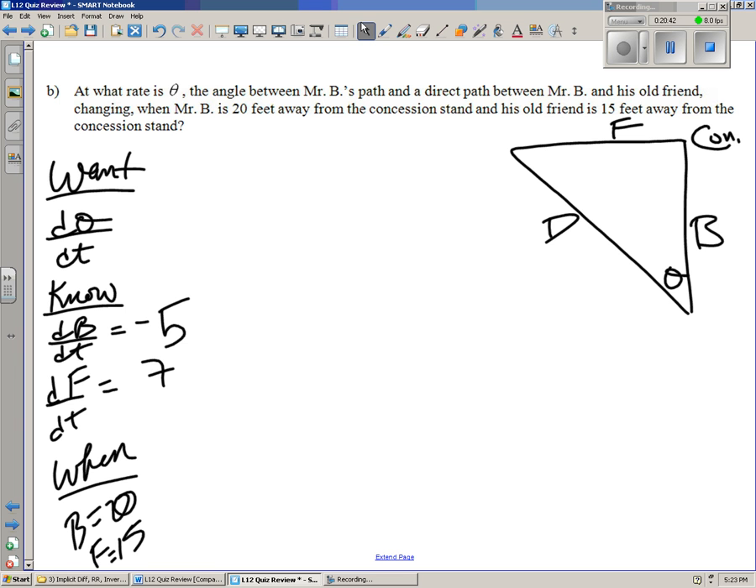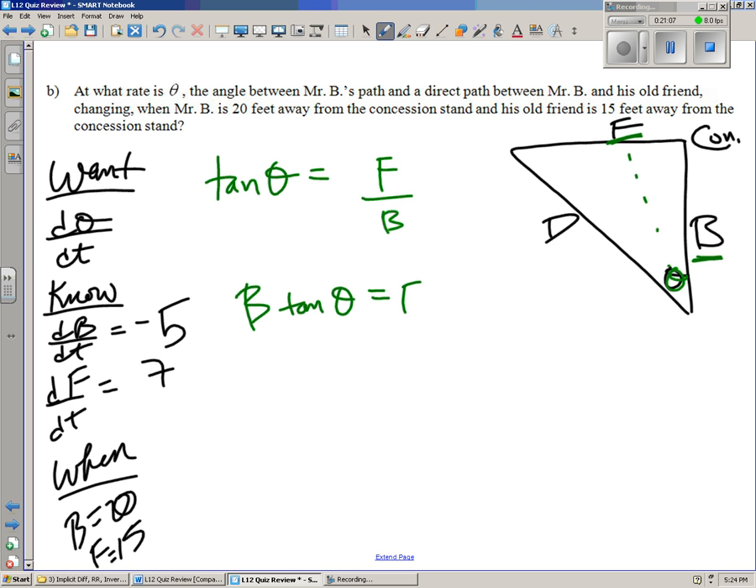Easiest way to do this is to relate, since we know everything about B and F, theta to B and F. And if you notice, opposite over adjacent is the winner. So that's tangent. So tan theta is equal to F over B. Now, what I said to make this a little easier was to cross multiply here. So we get B tan theta is equal to F. This is just to avoid using the quotient rule if we can, which we can.